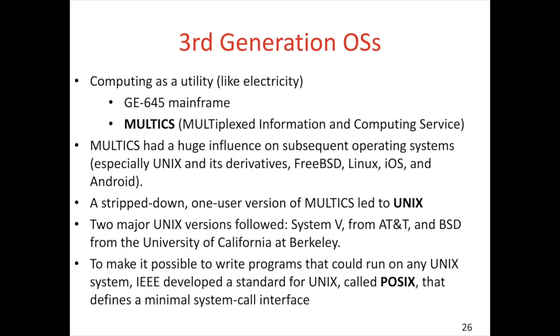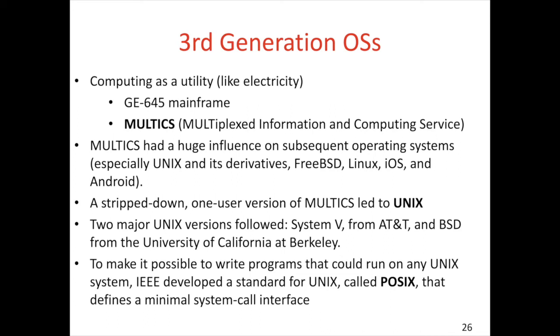In the third generation operating systems, computing is considered as a utility like electricity. GE-645 is the mainframe, and Multics is the operating system. It is short for Multiplexed Information and Computing Service. Multics had a huge influence on subsequent operating systems, especially Unix and its derivatives, FreeBSD, Linux, iOS, and Android.